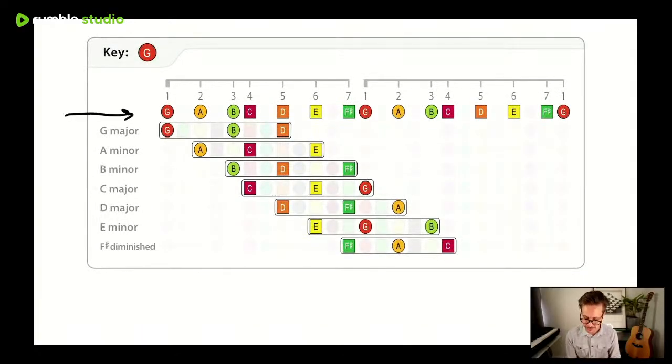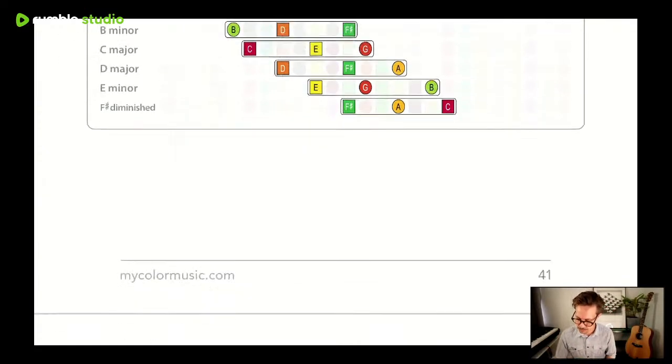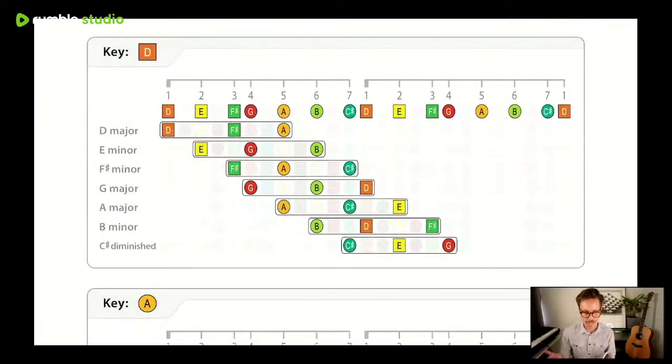Key of G follows the same pattern. We have whole step, half step, whole step, whole step, whole step, half step. And you can see it's the same. Now we're just in the key of G. And if we go through each of the 12 keys, it's the same thing.